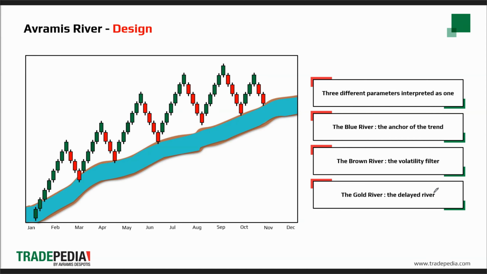So the Avramis River design is three different parameters interpreted as one. The blue river is the anchor of the trend. The blue river is probably something like a support trend line. As long as price doesn't go below the blue river, it means that it's probably on a bullish momentum. As you can see, these are all corrective waves right here, so these are the uptrend. And probably the entry price should be around this area, let's just say if price is already going up.